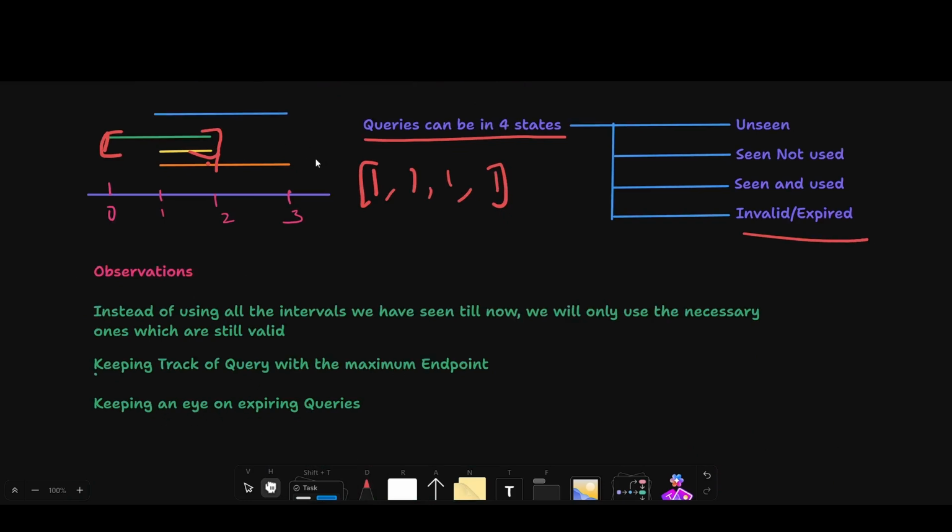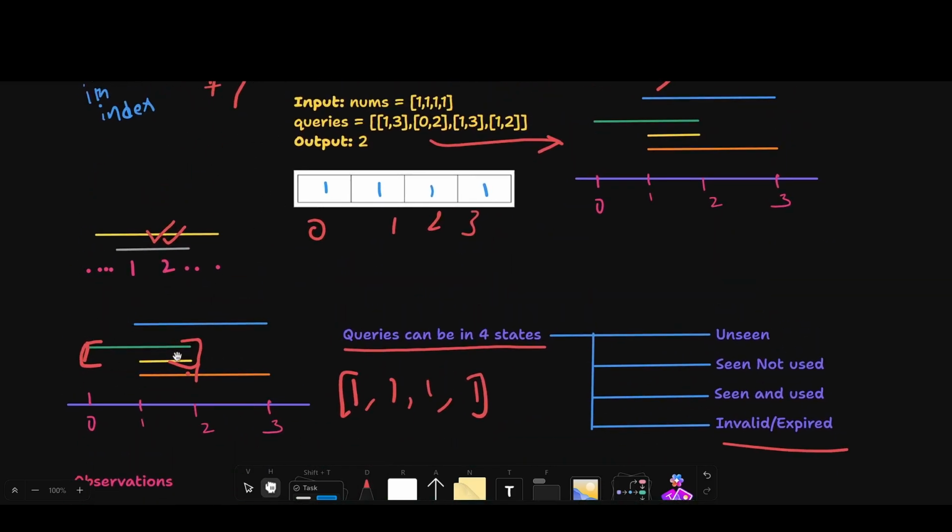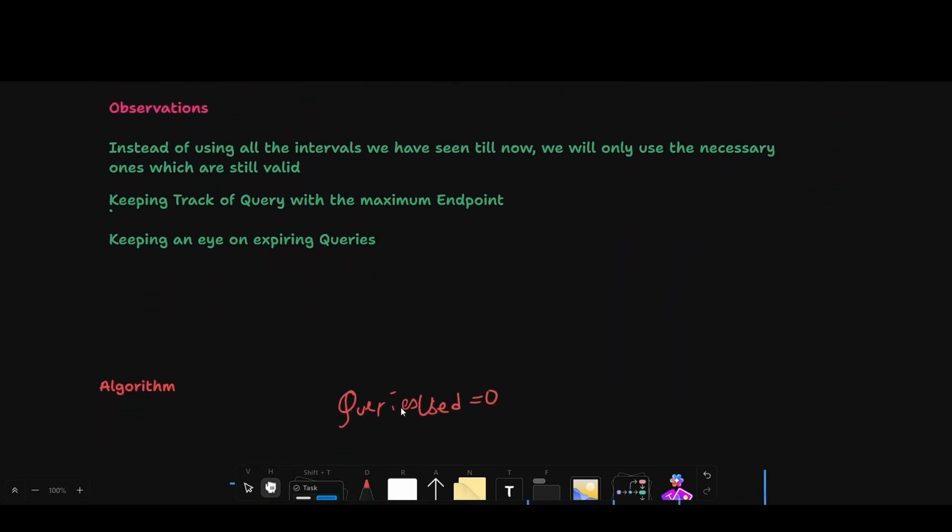We have to keep an eye on the expiring query, as I've explained already. If we are at this index, we have to remove these two queries, if we are using them. We have to remove this and this. If we are not using them, it doesn't matter. But if we are using them, we have to remove them. So we have to keep that in mind as well.